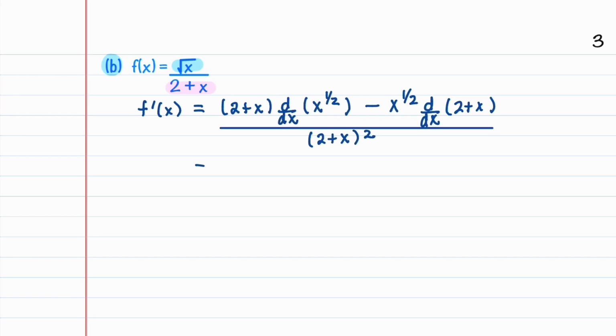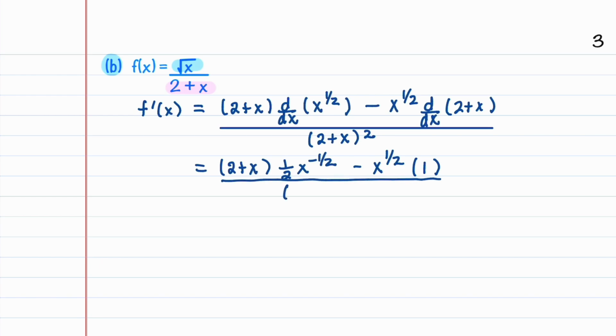Now let's go ahead and take some derivatives. We have 2 plus x. The derivative of x to the 1/2 is 1/2 x to the minus 1/2. And then we subtract off x to the 1/2. And the derivative of 2 plus x is actually just 1. And then all of this is still divided by 2 plus x quantity squared.